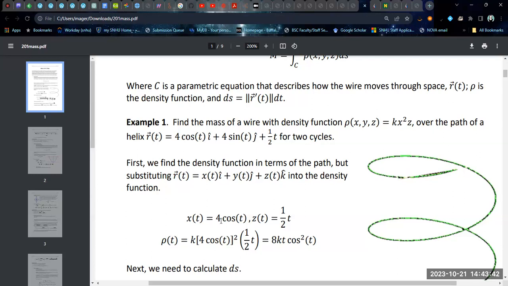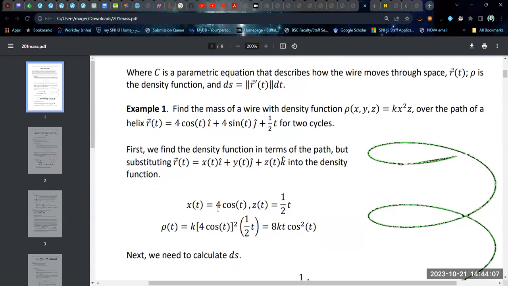So we're going to substitute x is equal to 4 cosine t. Since there's no y, we're going to then substitute z equals 1/2 t from our arc length. And when you do that simplification, you end up with this function right here, 8 k t cosine squared t. The k is a constant from the density function. The 8 comes from 16, from the 4 squared times the 1/2, and then our t cosine squared t.